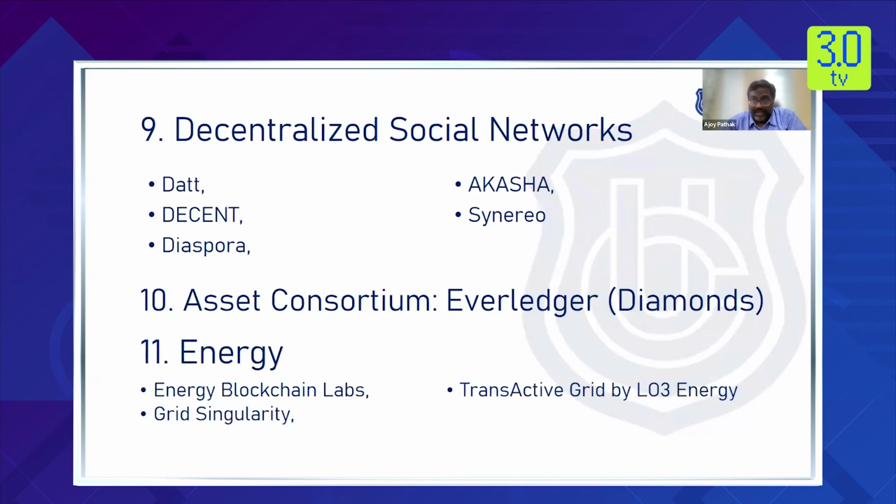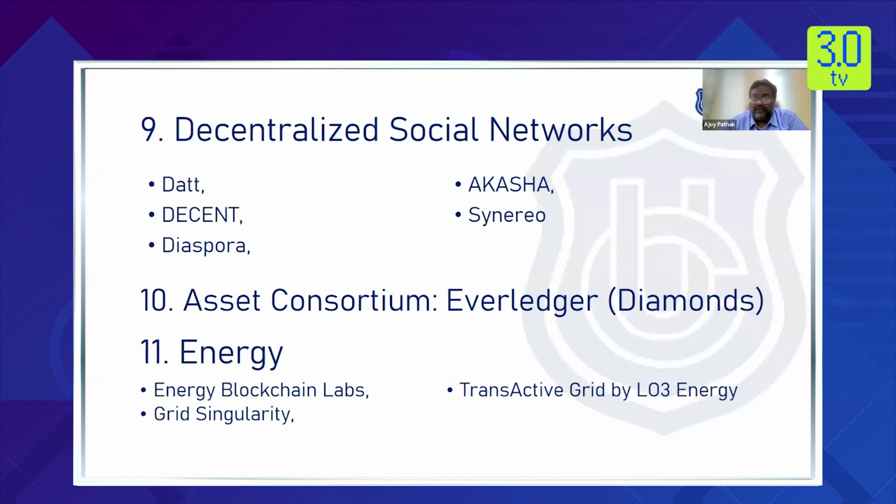Ninth, this technology is going to be implemented in the form of decentralized social networks in which content censorship and other things will not be there, and therefore we get a much more decentralized view of whatever is going on. Then asset consortiums can be created, creating various efficiencies, operational efficiencies and cost efficiencies across.